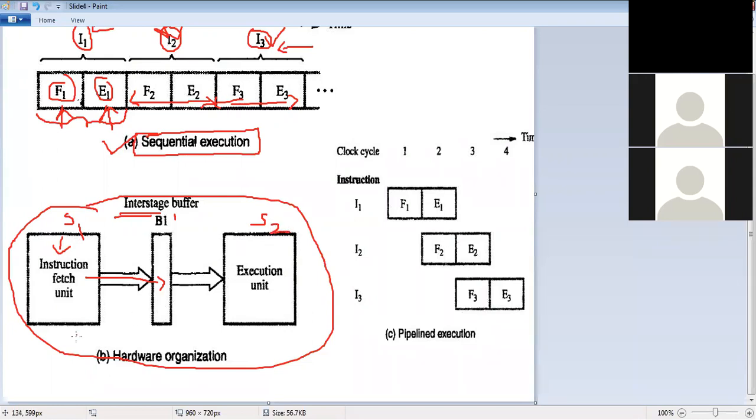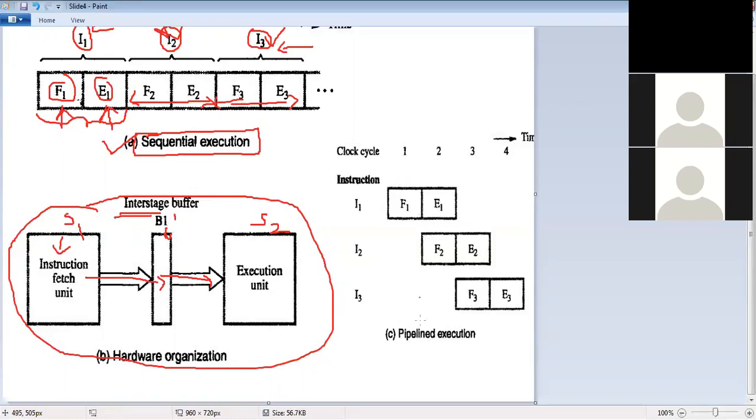Whatever output is generated by the instruction fetch unit is kept into what? B1. B1 indicates the buffer. A buffer is a place where you can keep your data temporarily. From the buffer, the input is made available to the execution unit, and the execution is started.